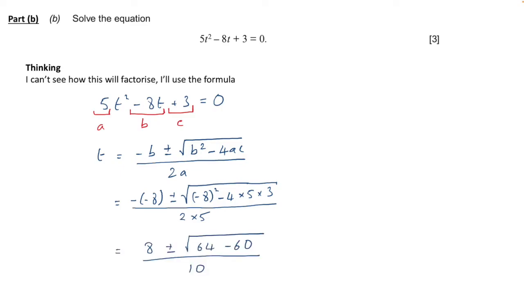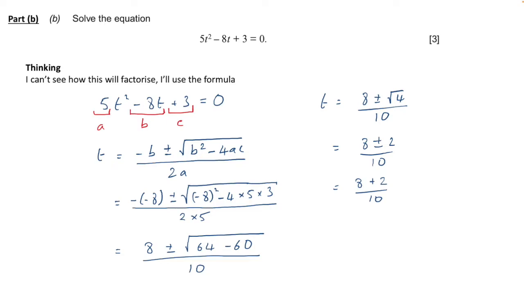The next thing we do is gradually tidy it up, so minus 8, as I just said, is 8. Minus 8 squared is plus 64, remember minus times minus is plus, and then 4 times 5 times 3 is 60, 4 times 5 is 20, times 3 gives us 60, and 2 times 5 is 10. So carrying on, we've now got 8 plus or minus the square root of 4, obviously 64 take away 60 is 4, and that means we've got 8 plus or minus 2 on the top, and we've still got our divide by 10.